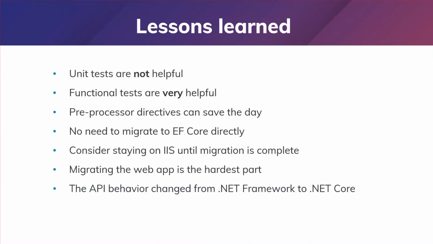And the things you will see most of the time are not functional changes. What you will see are exceptions being thrown in your logs or just strange errors coming from somewhere. They're both very easy to discover, but you will definitely want to have tests to find them. Again, preprocessor directives are super useful. They will save the day for you. Don't stress to migrate to EF Core directly. You can wait with that. It will save you some time and probably will also reduce your risk.